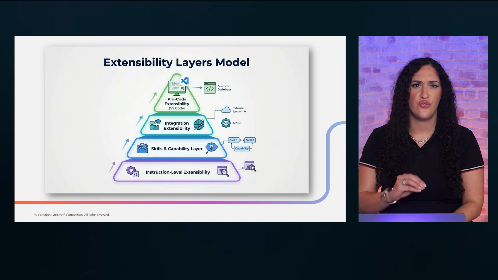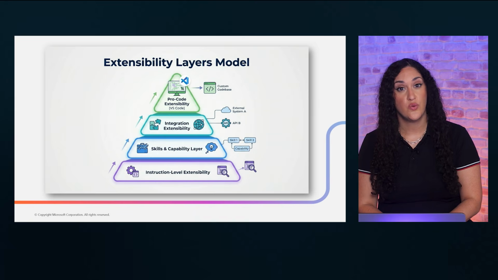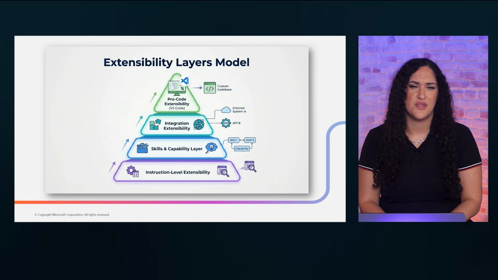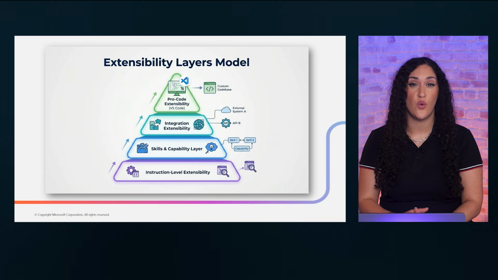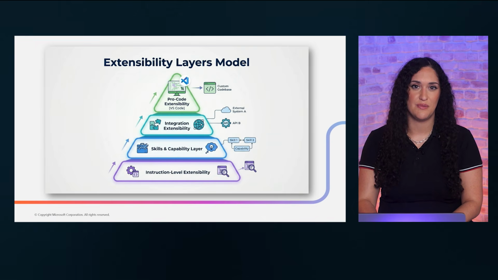This visual shows the 4 extensibility layers. Work from top to bottom. Start with instruction level changes. They are cheapest and fastest. Only move deeper when upper layers cannot meet requirements. This approach minimizes complexity and maximizes maintainability.